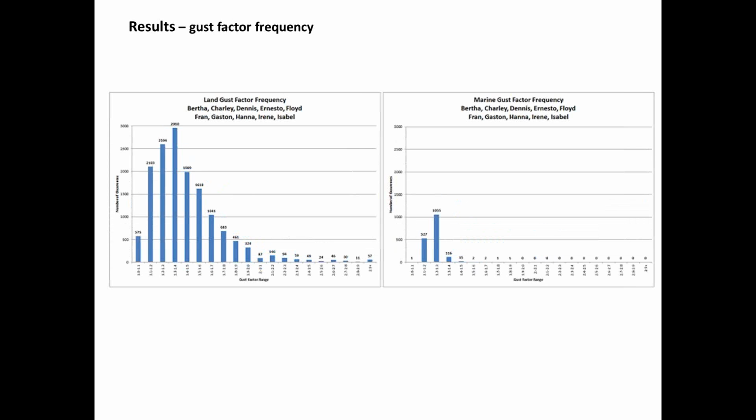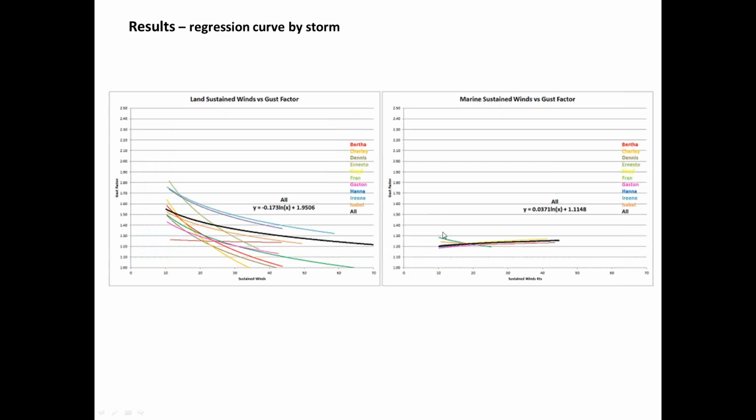The histogram shows a greater number of observations for the land locations, but also the bin with the greatest number of gust factors is this 1.3 to 1.4 bin, where for the marine locations it's considerably lower, with a much more rapid decay or drop-off for higher gust factors. So a much greater consistency there for the marine locations.